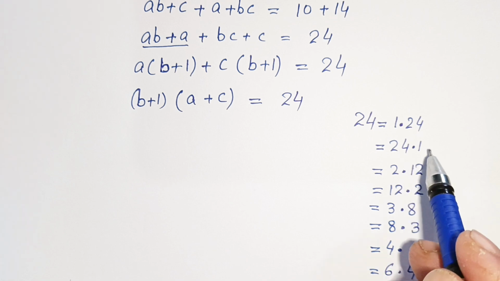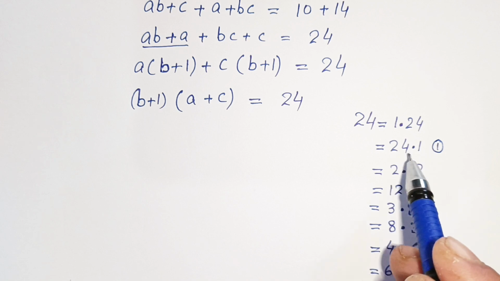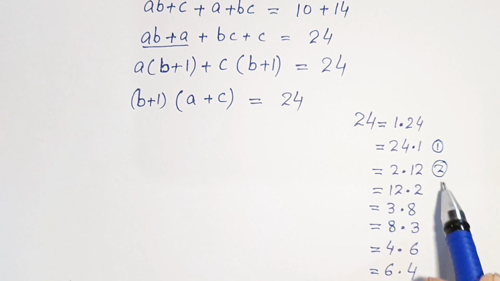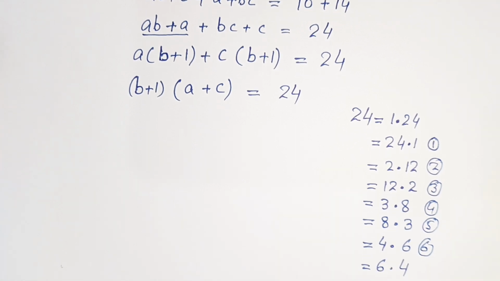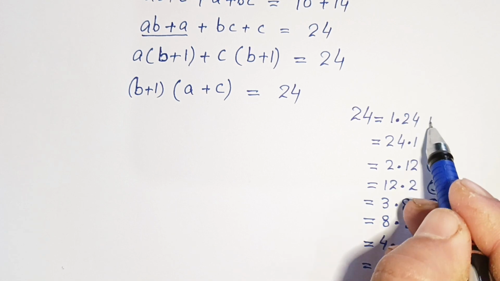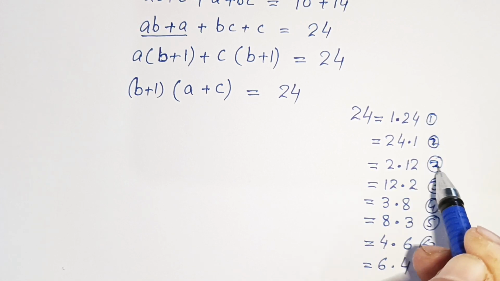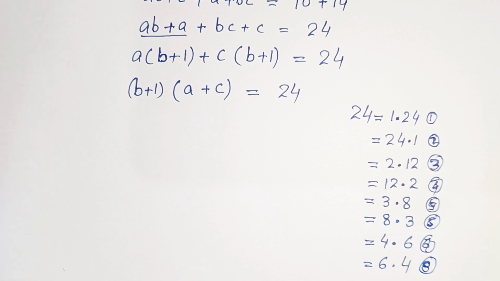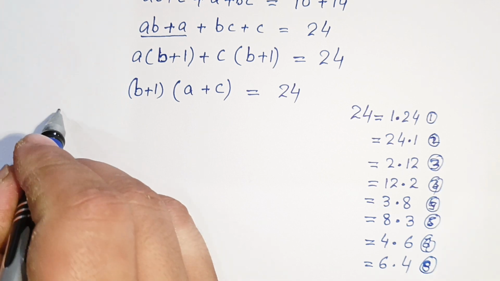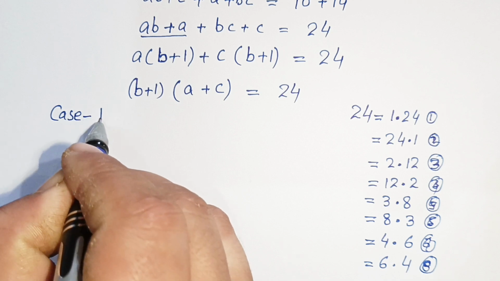Now let's say it is our first case. It is case 1, case 2, and case 3. Similarly case 4, 5 and 6. Here we have 1, and 2, 3, 4, 5, 6, 7 and 8. So these are our 8 cases. Here we have to solve these 8 cases individually. First of all we have to write case number 1.